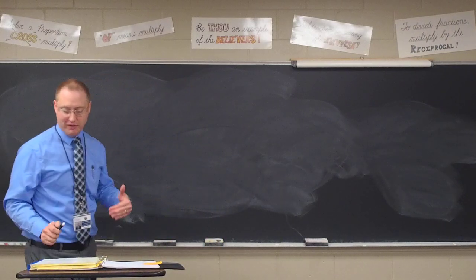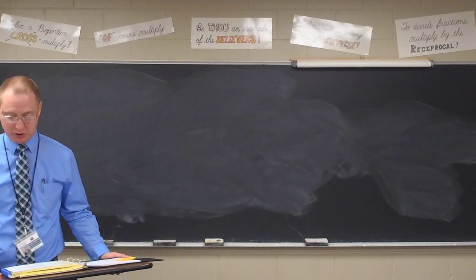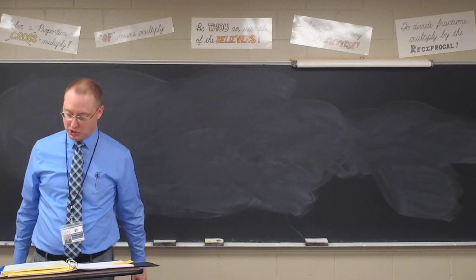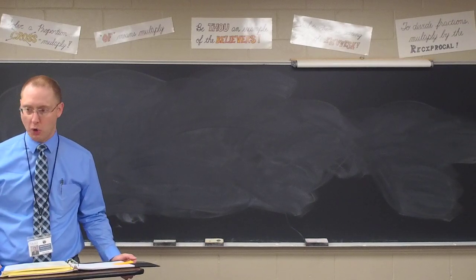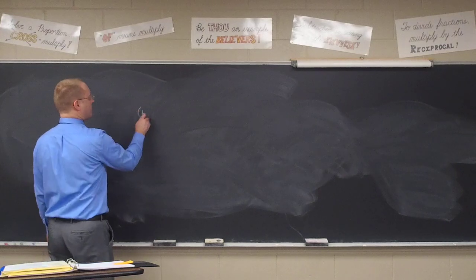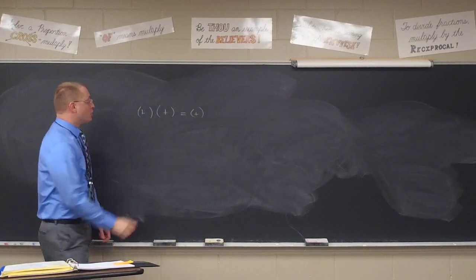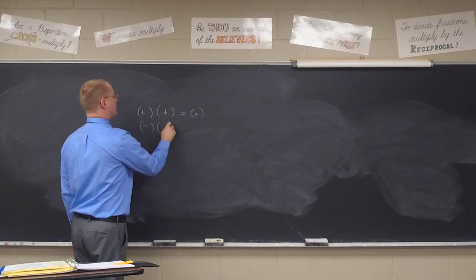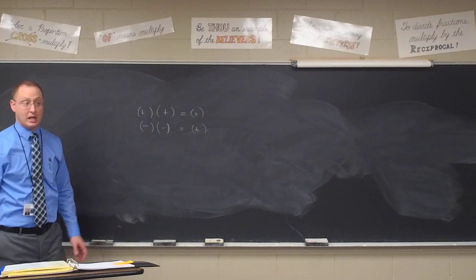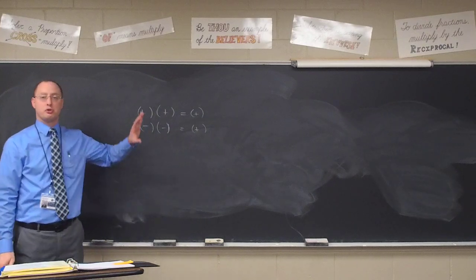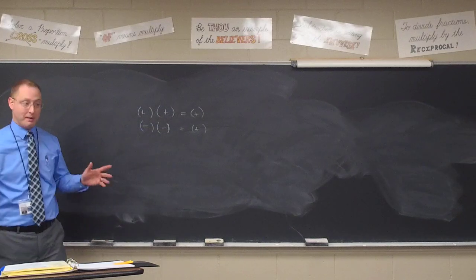There's this hard and fast rule, on page 116 in the box that says rules for multiplying signed numbers. Rule number 1: when 2 factors have the same sign, the product is positive. Always. Positive something times positive something equals positive something. Negative something times negative something still equals positive something. That's not true for addition, this is multiplication. If they match, always positive.